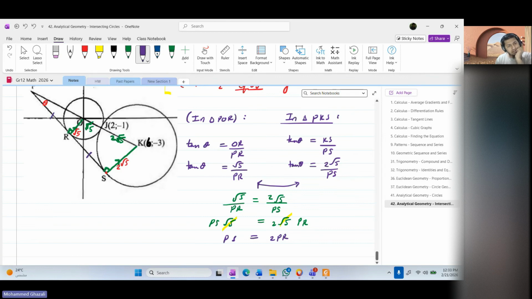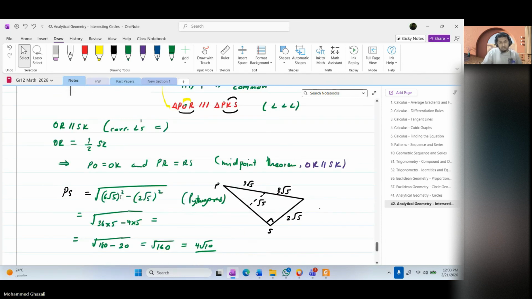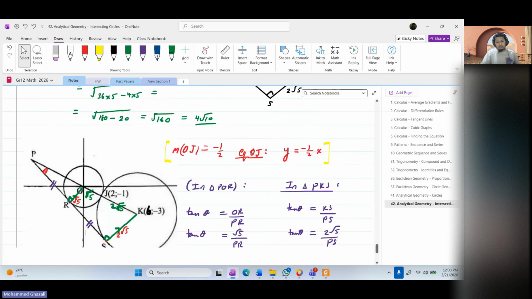So those are midpoints. Now, because you have proved that they're midpoints, you can actually solve it. So I would suggest do this first, prove that PS is equal to 2PR, and then use this information over here.